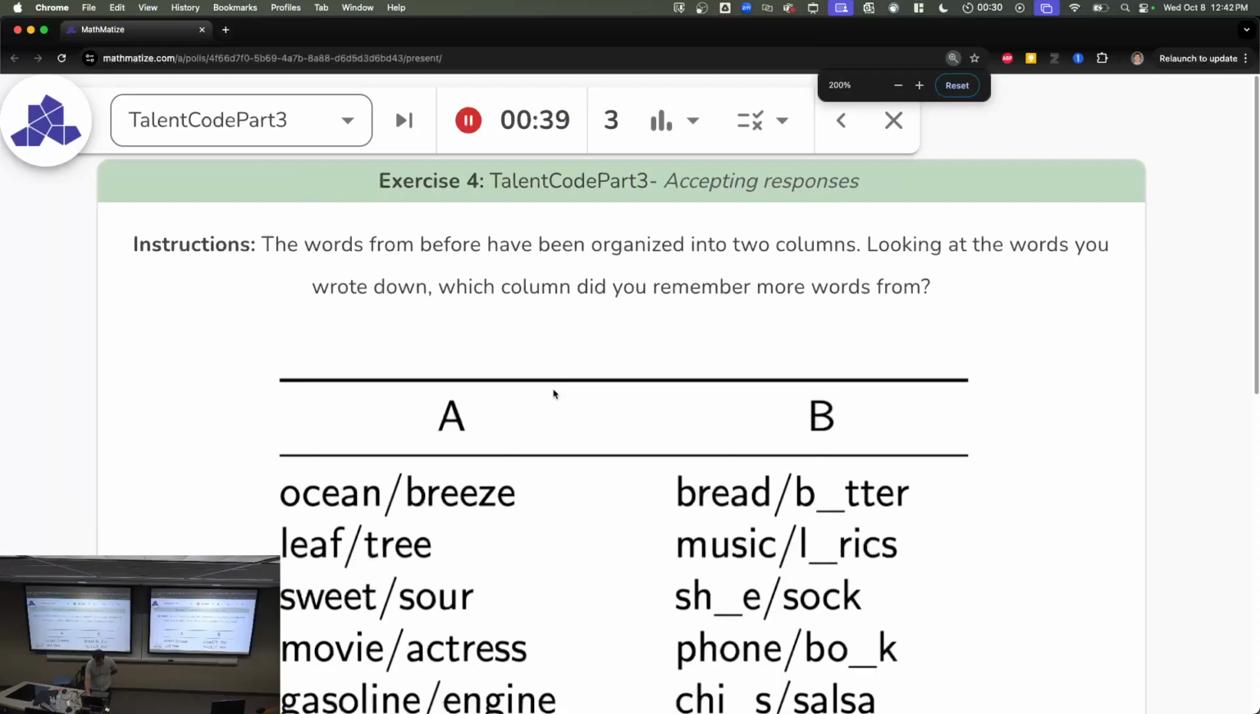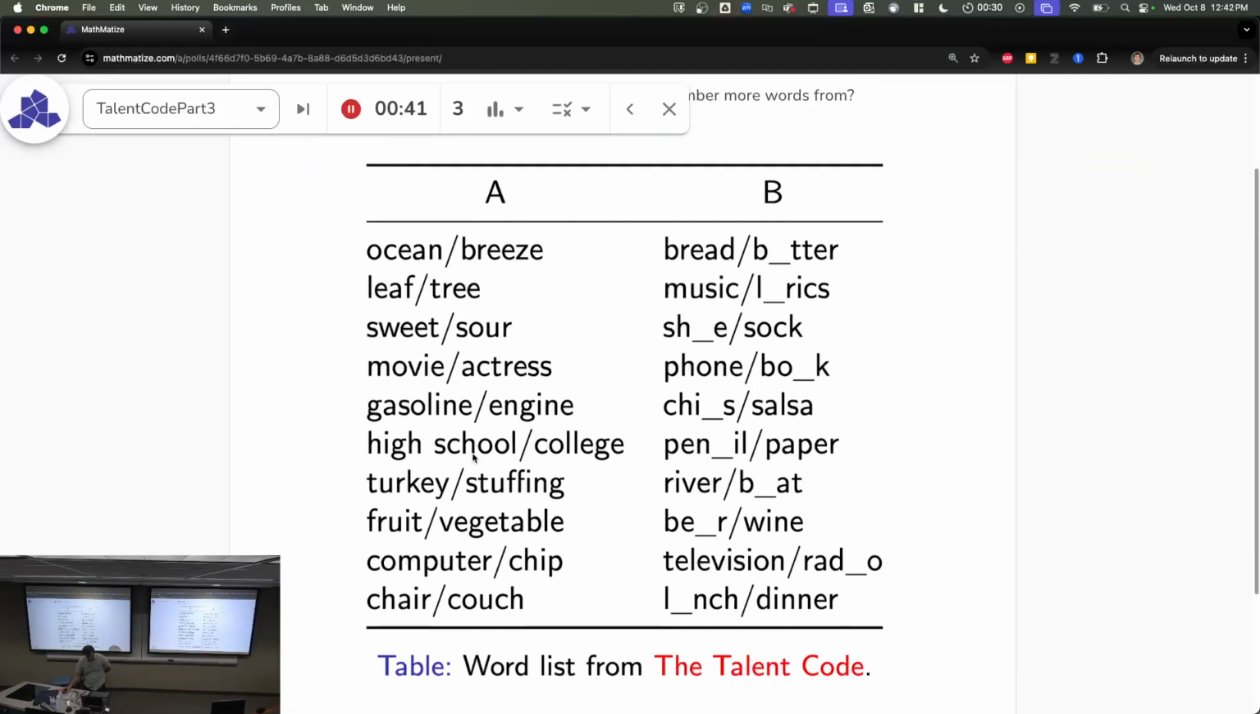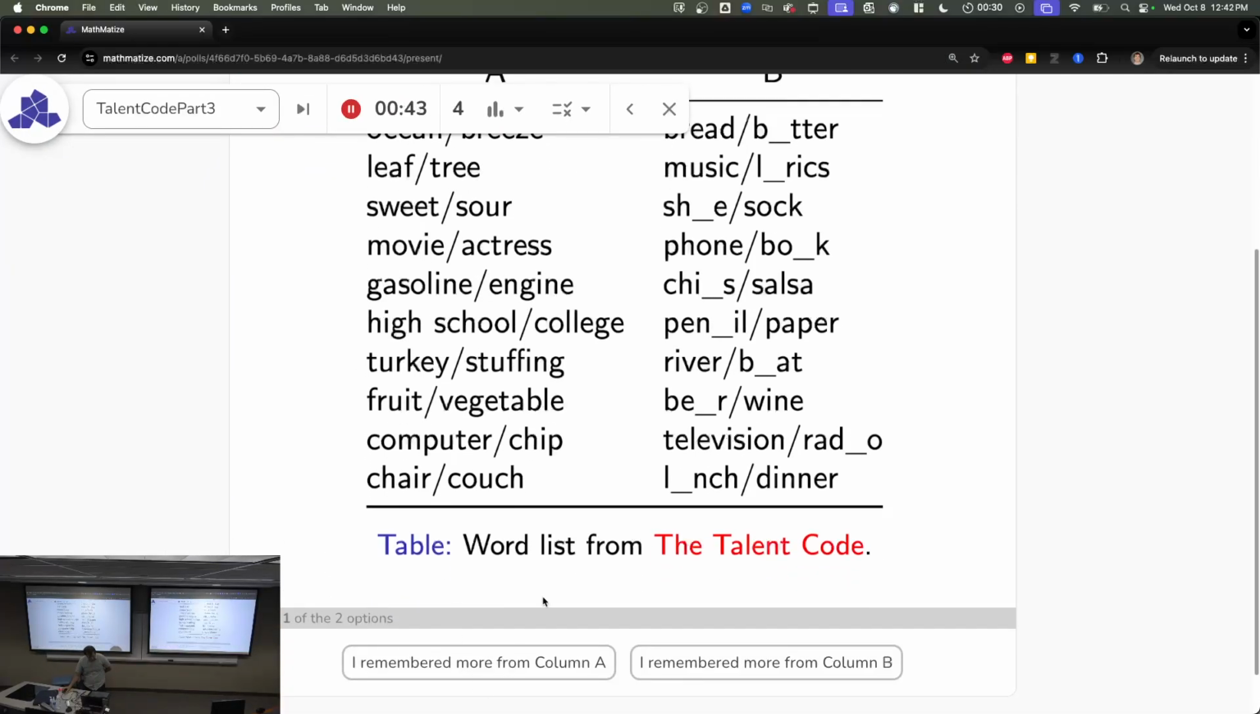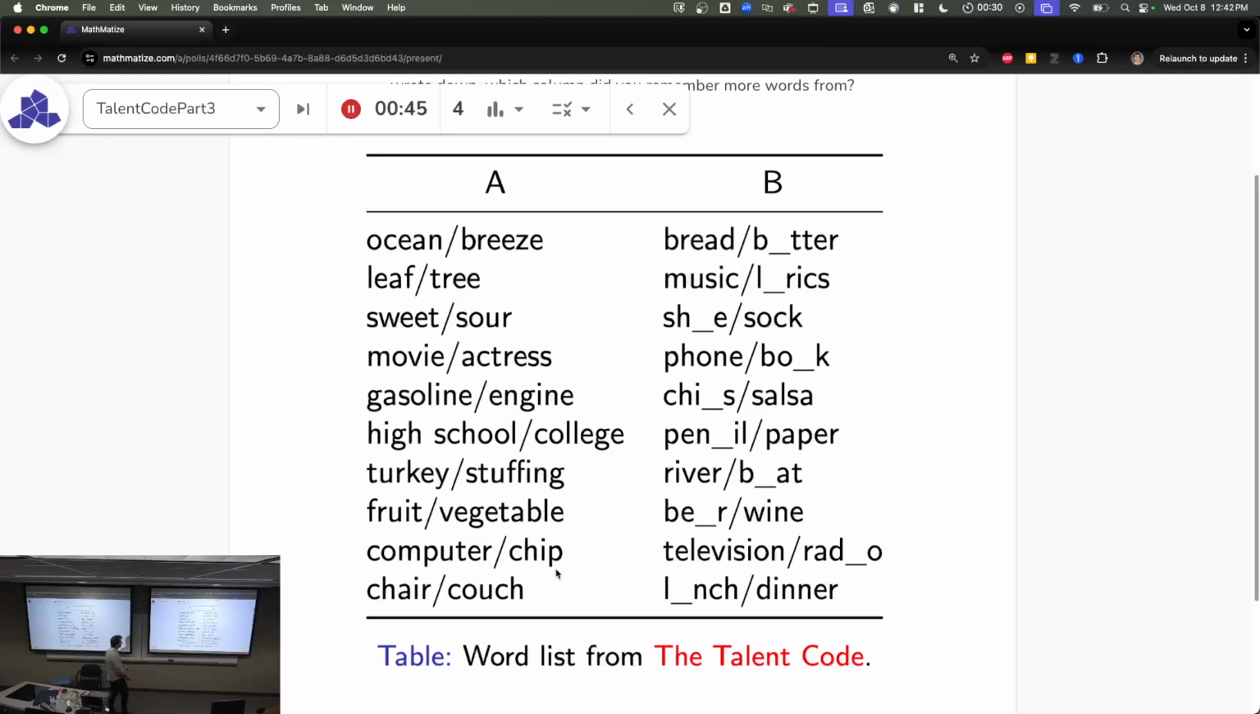Okay, I have to show you the columns so you can see them. There's the columns. And the choices are, you had more from column A or more from column B. Did you remember more from A or more from B? Okay, good. Make sure you put it in.